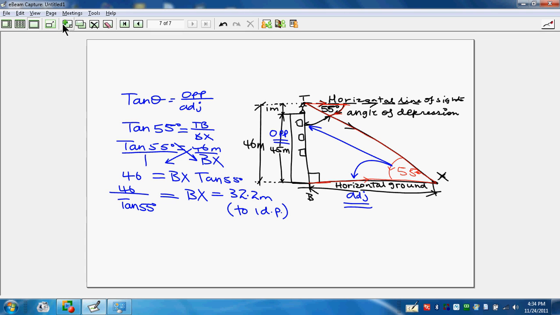How far away is the car from the base of the building? And if X represents the position of the car here, then the distance from the base of the building, BX, is 32.2 meters to 1 decimal place. So that will be the answer right there.